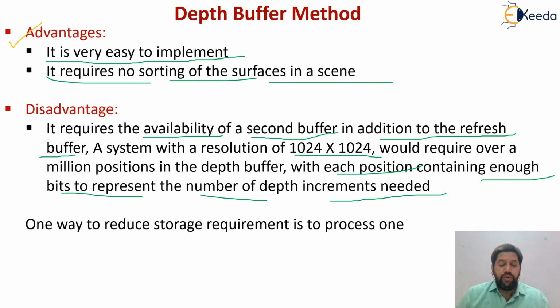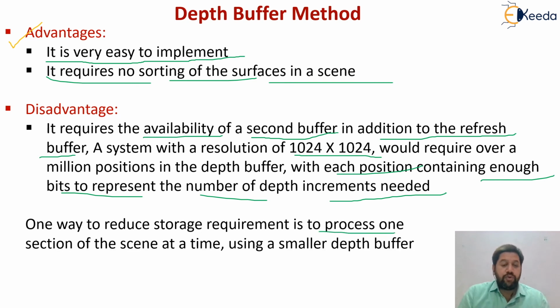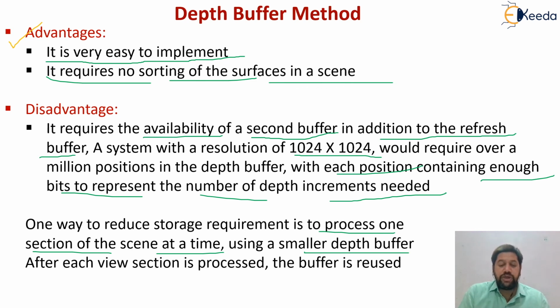One way to reduce the storage requirement is to process one section of the scene at a time. Process only one section of the scene at a time using a smaller depth buffer. Instead of using a 1024 by 1024 buffer, use a small part of the buffer, and use the same buffer for the next part, after each section is processed.